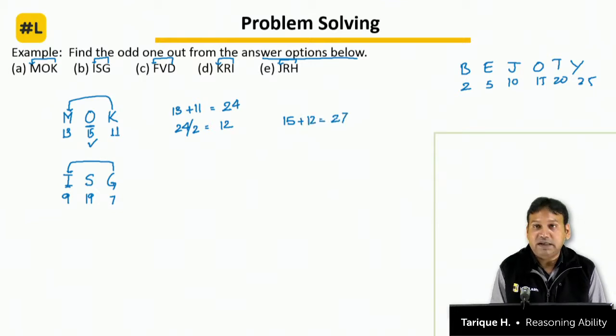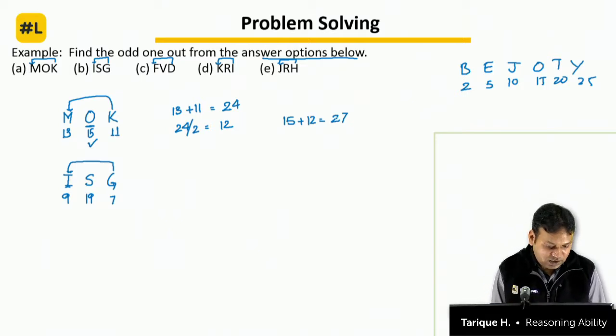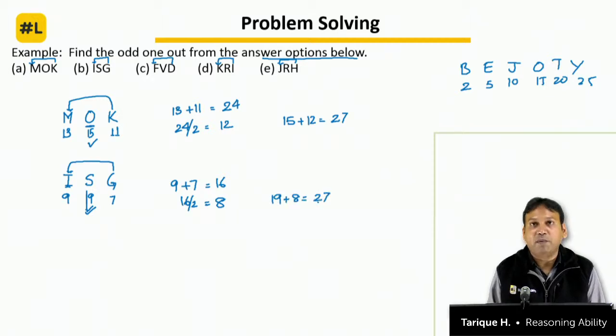So these are opposite letter numbers, okay? When we take the opposite letters, add up their positional values, they add up to 27. That logic is used here, okay? So 9 plus 7 is 16, and 16 by 2 is 8, and the positional value of S is 19. You can see 19 plus 8 is 27, so that's also a common property.